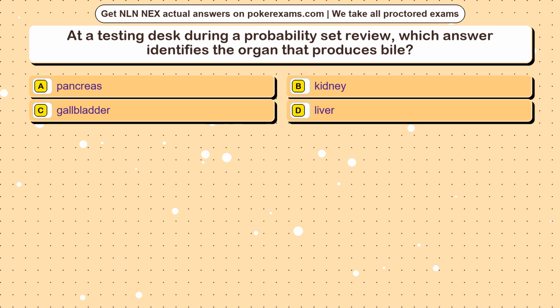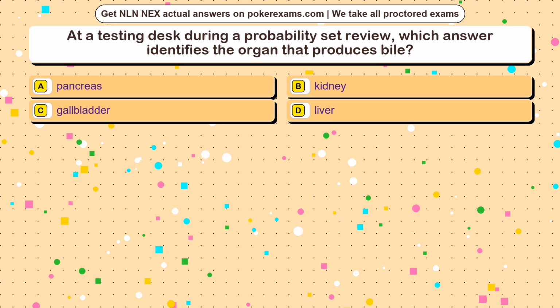Question 23. At a testing desk during a probability set review, which answer identifies the organ that produces bile? Option A, pancreas. Option B, kidney. Option C, gallbladder. Option D, liver.